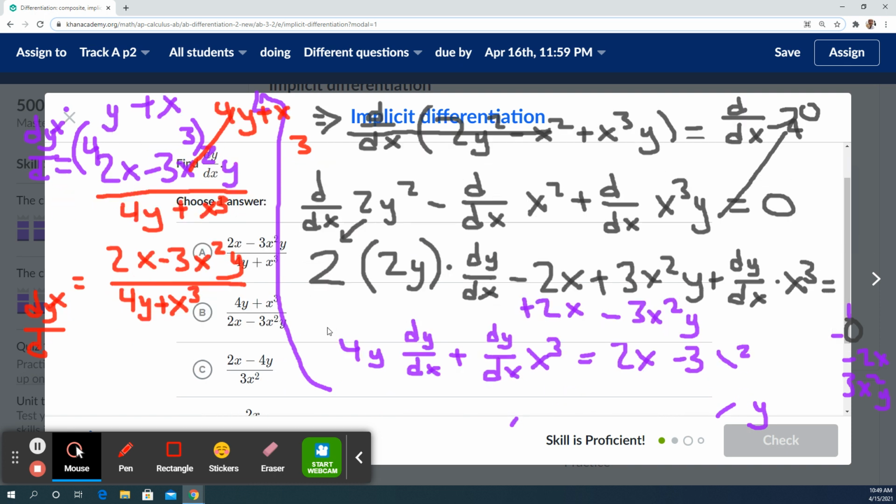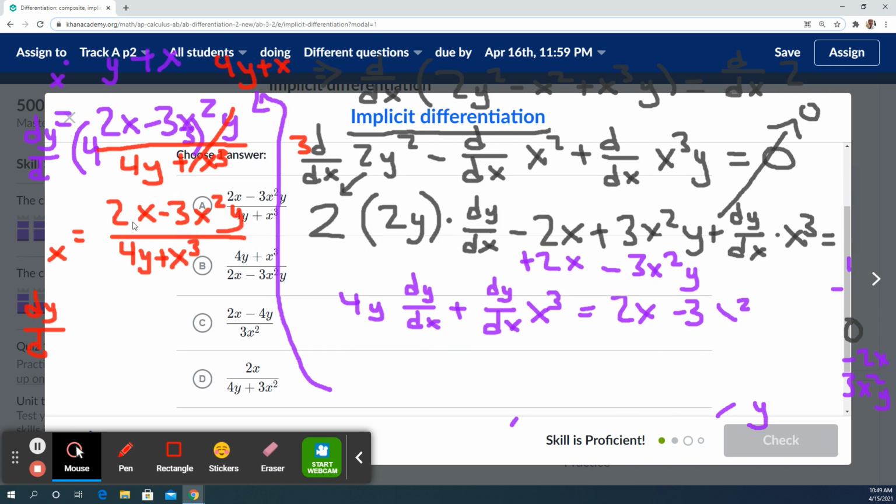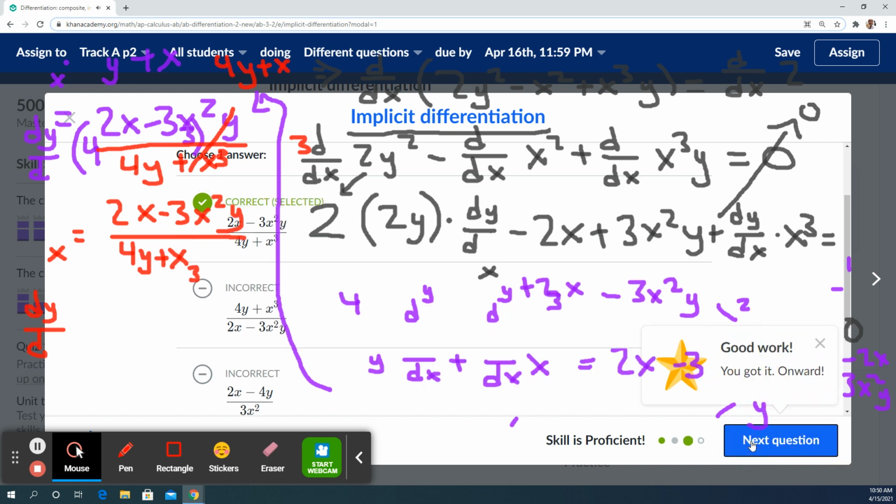And let's see, what are our choices? 2x minus 3x squared y. 2x minus 3x squared y. 4y plus x cubed, just making sure nothing else. Everything else looks good. So A looks like our match. Hey, and there's the eraser button I was looking for earlier. Good. Got it. All right.